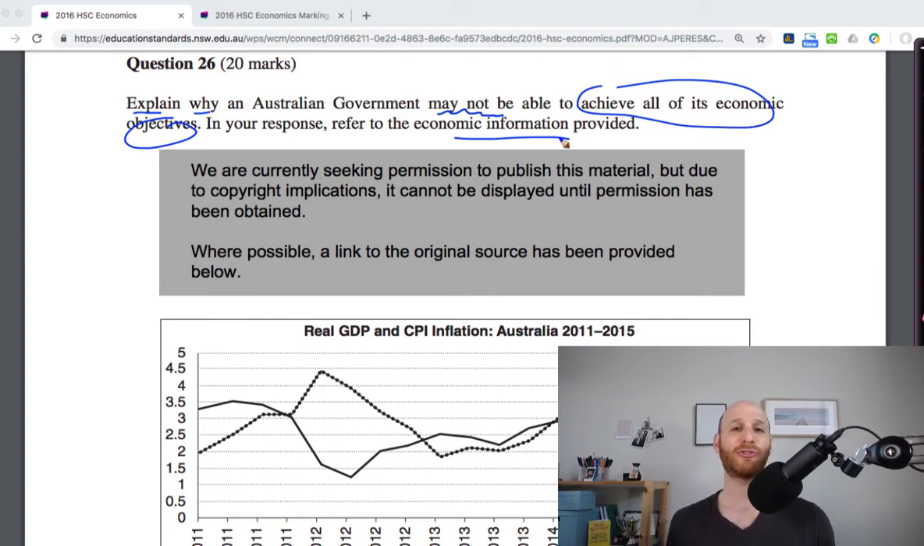Explain why an Australian government may not be able to achieve all of its economic objectives. It's a pretty large question looking at conflicts between objectives, thinking about macro and potentially in a micro sense as well, looking at the past, looking at the present, looking at theory, all sorts of things. So let's have a look at how a marker would look at your response in terms of allocating the marks that it is worth.